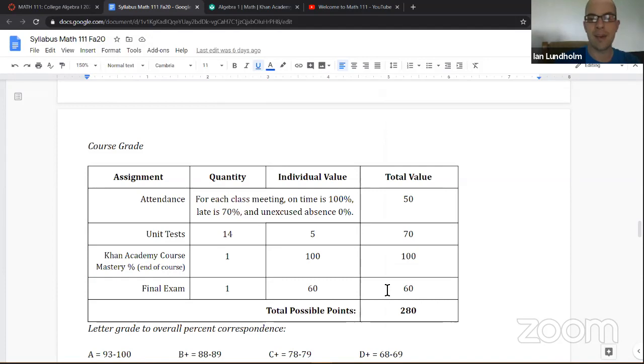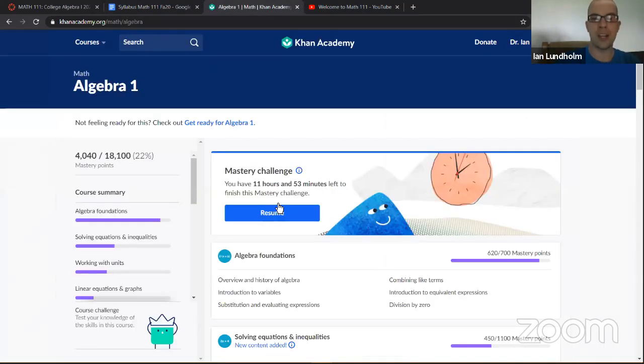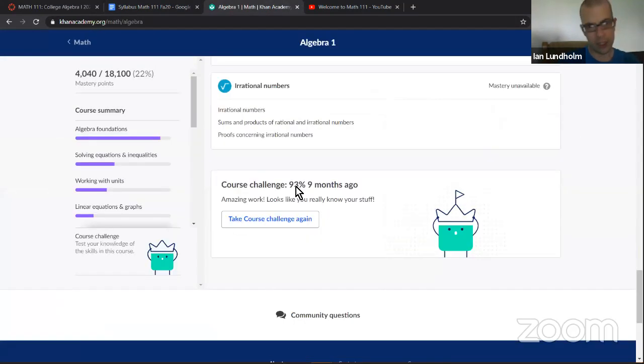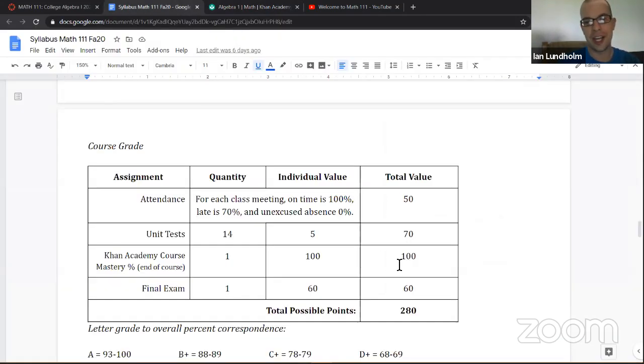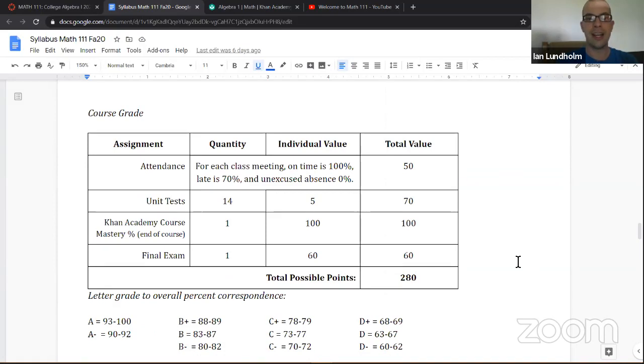And then your final exam will be the course challenge, where you do something that has 30 questions, and you'll get 60 points for that. So 2 points per question. That makes for 280 points total in the class. I think all of these are very doable. It just will take a sustained effort over time and continued communication.